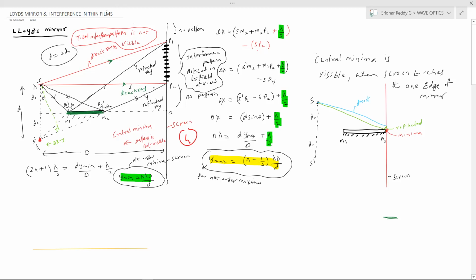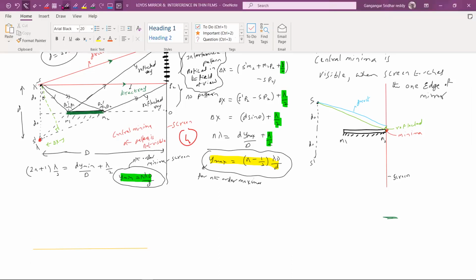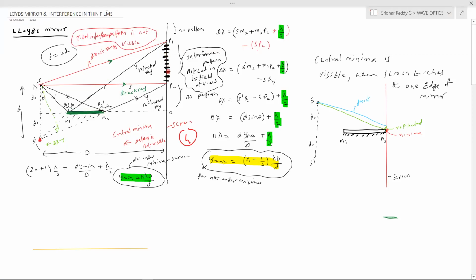There's one simplest way. How do we get the field of view? Look at the reflected rays, where they strike the screen. The part of the screen which lies in the field of view is where we notice the pattern. In this region, the reflected rays go and strike the screen. So everything here becomes the field of view.